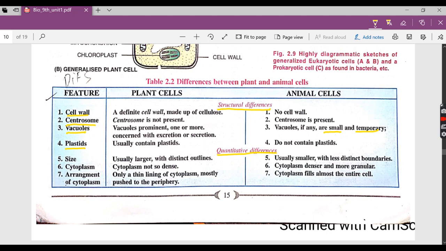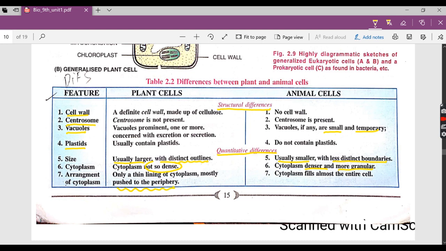When it comes to quantitative differences, the plant cells are usually larger with distinct outlines, while it is not the case for animal cells, which are usually smaller and with less distinct boundaries. The cytoplasm is not so dense in plant cells, but it is denser and more granular in animal cells. When it comes to arrangement of cytoplasm, as we talked about before, only a thin lining of cytoplasm, which is found mostly pushed to the periphery, is found in plant cells.